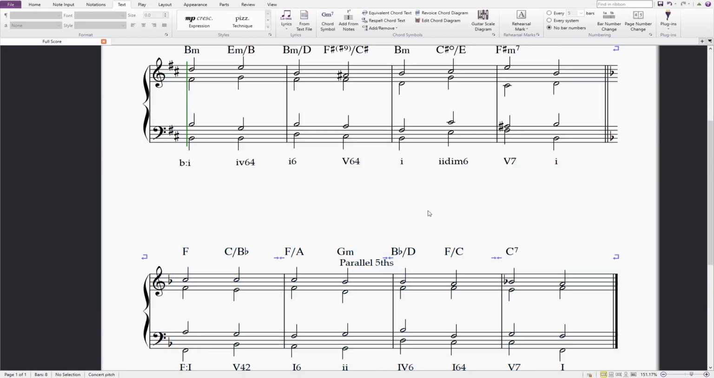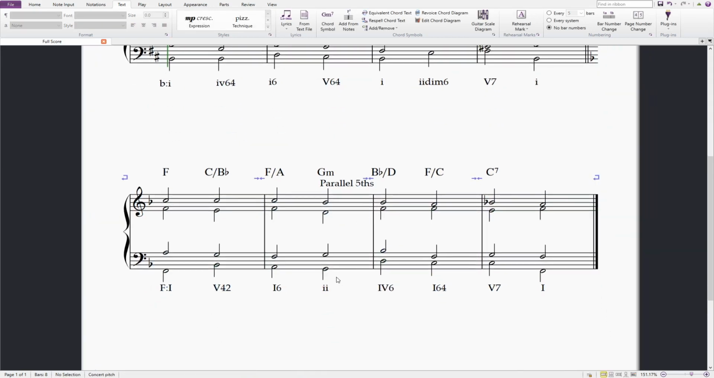Okay, there's only really one mistake here, and that's some parallel fifths, which is in between the alto and tenor voice. So D to G to F to B flat, right? Oh wait, that's not it. Those aren't the parallels. Where are they? Oh wait, yeah, they are.